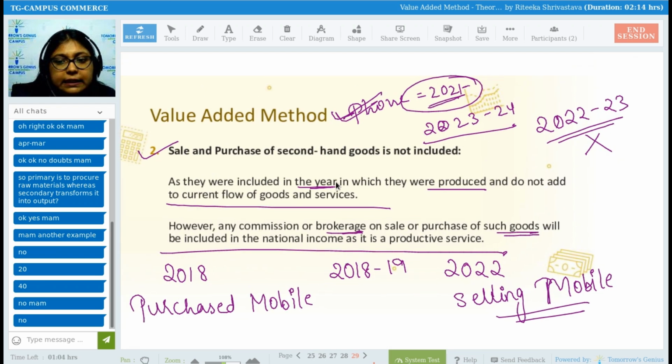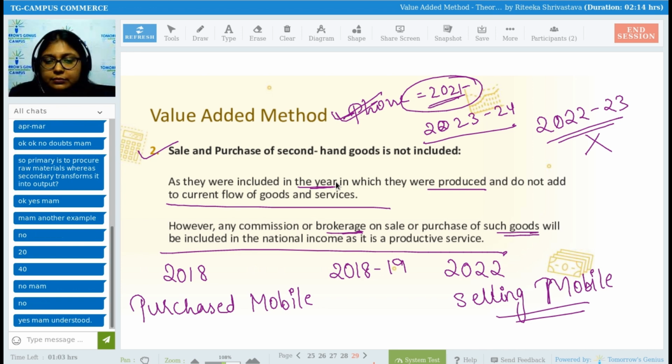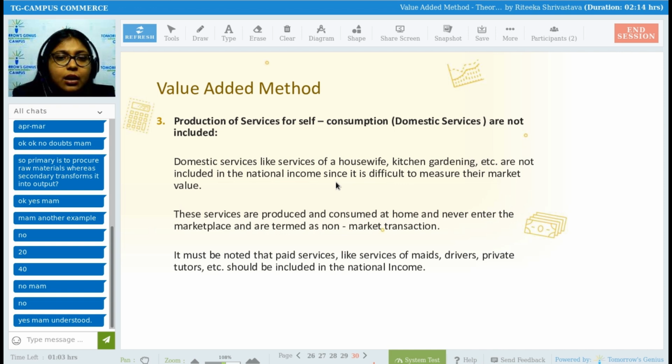Second precaution, is it clear? Do you want me to explain once more? Selling and purchase of second-hand goods are not included because they have already been included in the year in which that product was produced and sold. But any brokerage or commission, if it's charged, then that will be included in that particular year, because that flow of money is happening in that particular year. So that would be included. Is it clear? Okay.